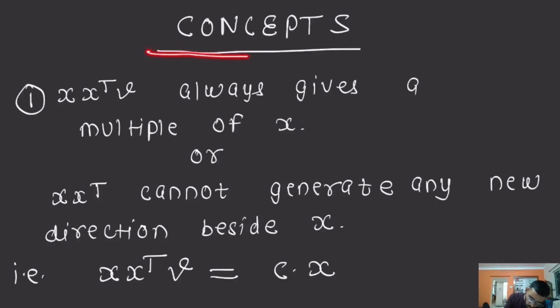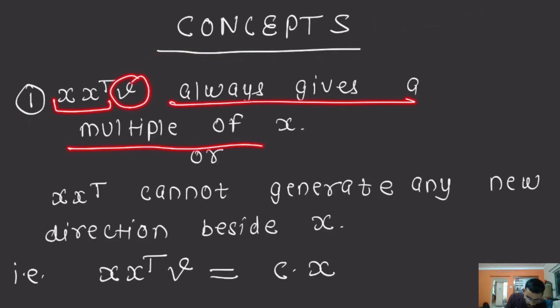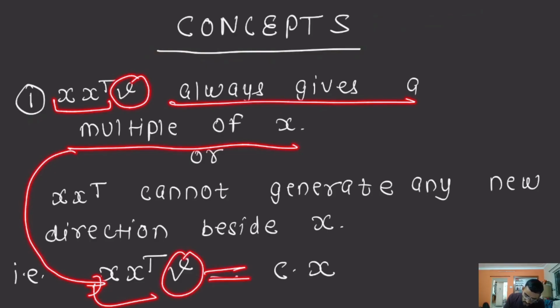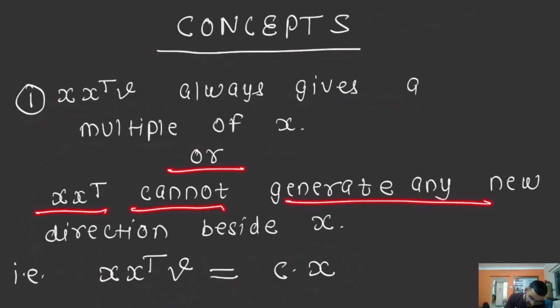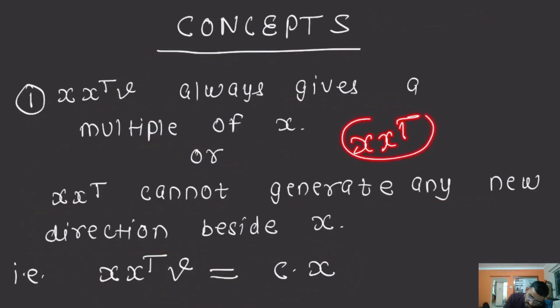Now we'll see the core concepts behind the above problem. So the first one is x transpose into v always gives a multiple of x. Why? Because we have seen x transpose v is equal to c of x. Whatever v you take, always this product will be in the direction of x only. Or we can say that x transpose cannot generate any direction besides x. That is, x transpose can generate a vector only in the direction of x.